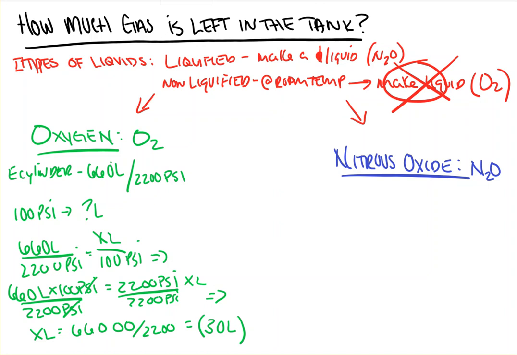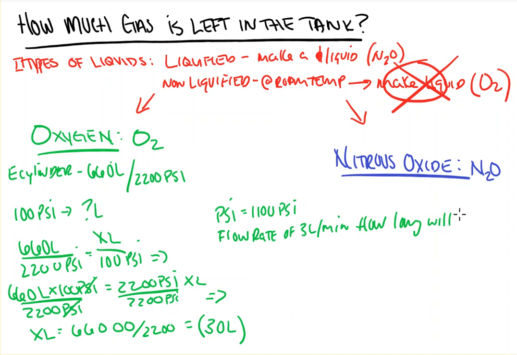Now, the other kind of question you may be asked is, if the PSI reads 1100 and you have a flow rate of 3 liters per minute, how long will the tank last?